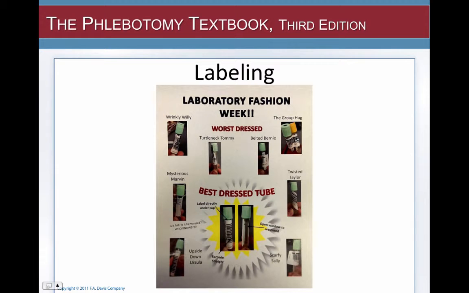My special not favorite is the group hug, where they try and use one label for more than one tube. I've seen them use one label for 4 tubes. That is a huge no-no. Don't do that. The best way is to make sure the barcode is going straight up and down vertically, and that you leave a window open so that you can actually see the blood.